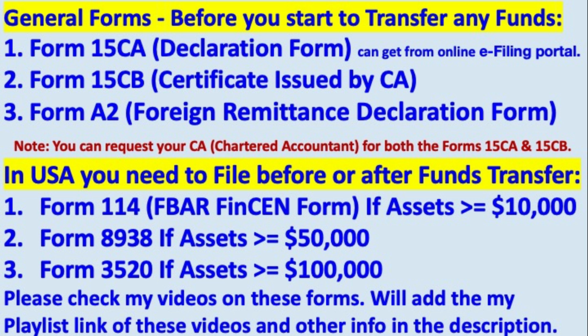And next, in USA, if you have assets in a foreign bank, if you have more than $10,000 worth of money in your foreign bank, you need to file Form 114. It's called the FBAR FinCEN form. You have to fill that form and show it in your taxes. If you have more than $50,000 worth of money in your foreign account, you need to file Form 8938. If you have more than $100,000 in your foreign account, you need to fill the Form 3520.